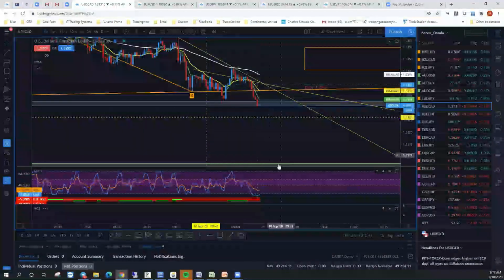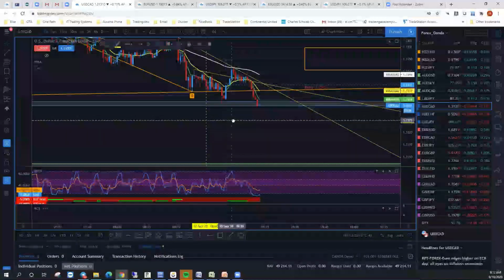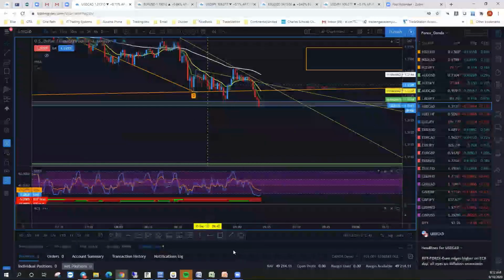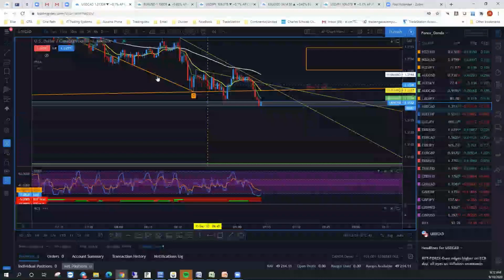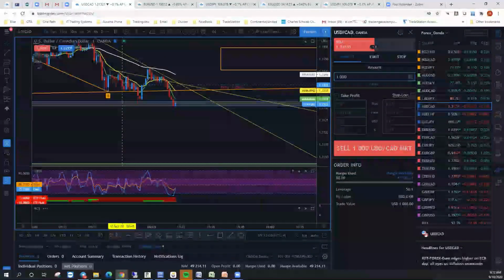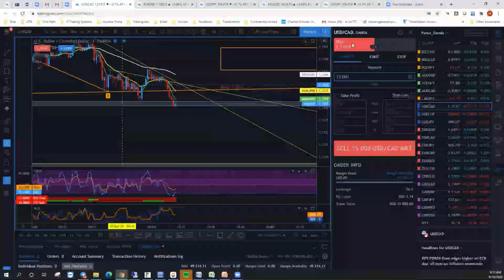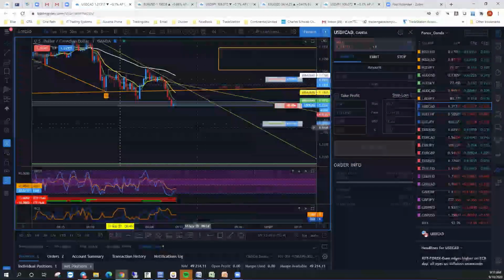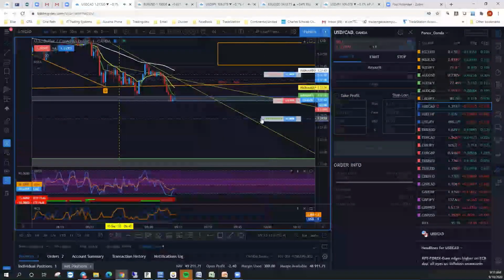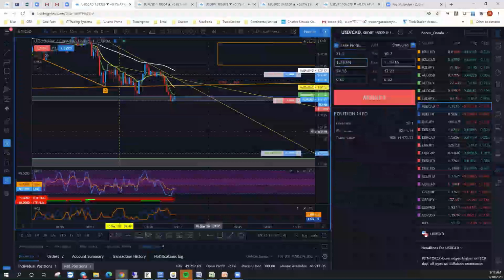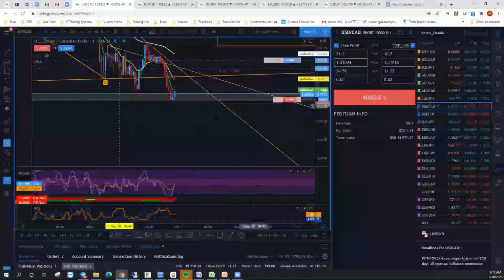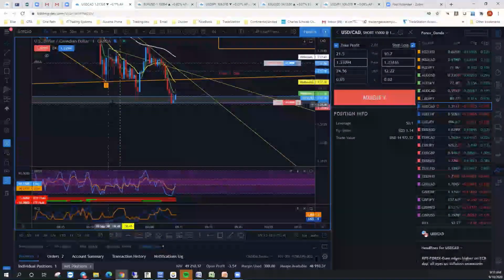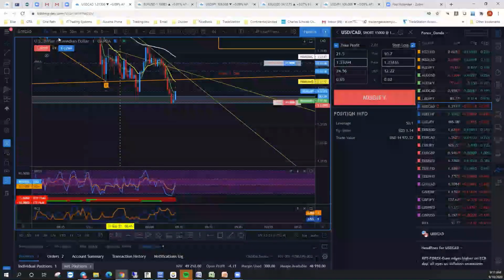So here's our close. Got the close. Let me move this out of the way and get my sell point. I'm going to go sell. I'm just going to go with the sell at market on this. I'll move this all the way down here for a possible target. And we're going to go to our 5-minute chart and see where we're at with this.